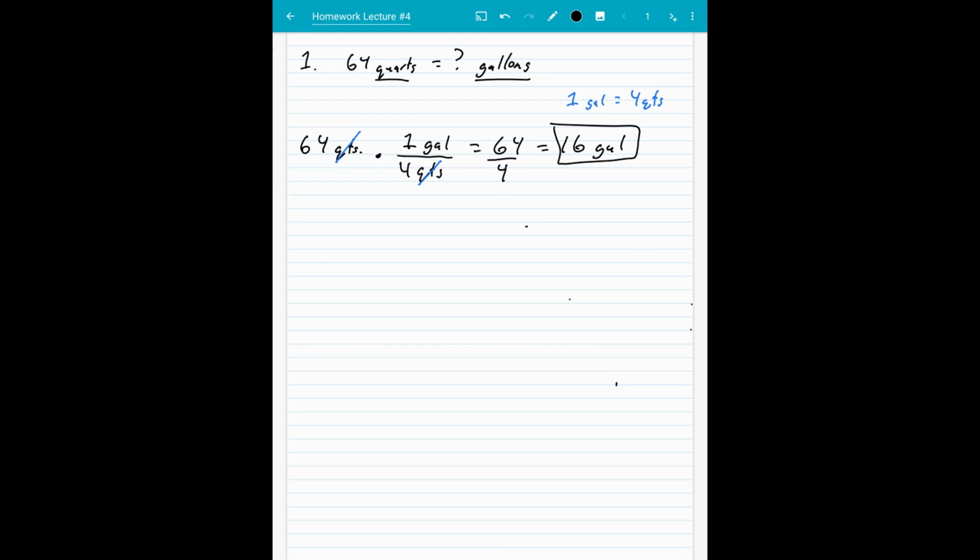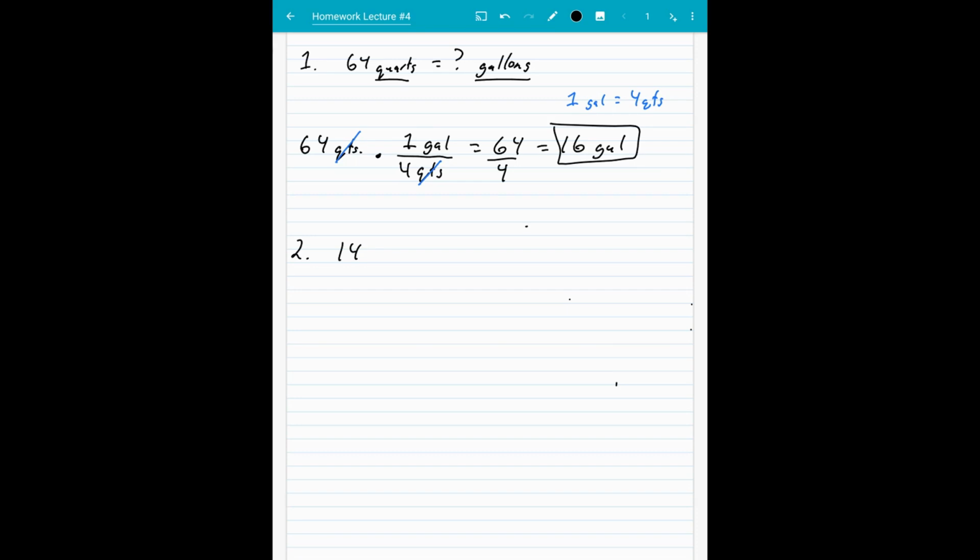So these conversions, at least these simpler quote-unquote conversions, aren't as difficult as what we're going to come up with towards the end of this lecture. We'll have to make a chain of these ratios, but we'll get there in due time. Let's try another conversion for number 2.